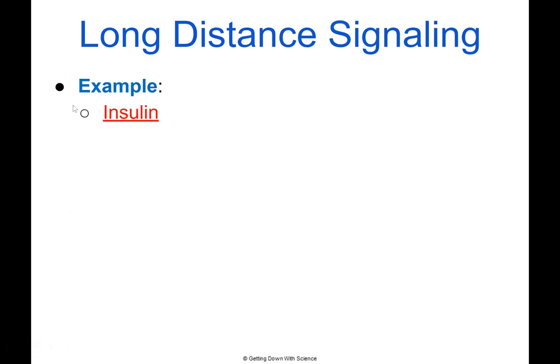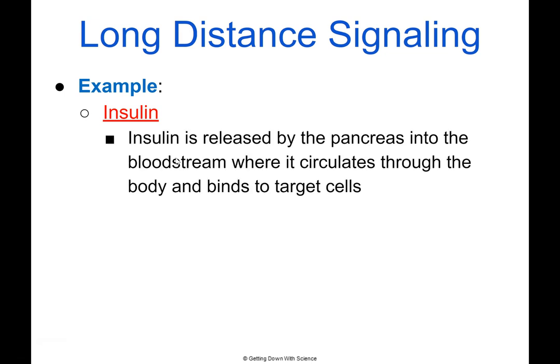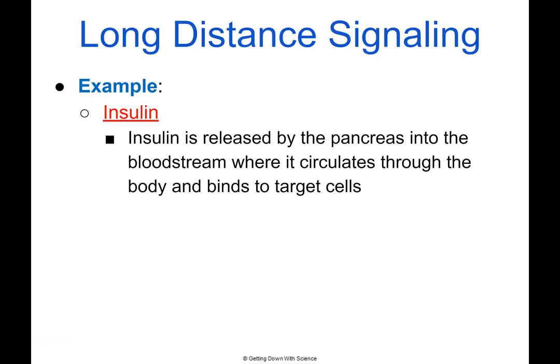So a good example for long distance signaling would be insulin. It's released by the pancreas. It's one of the two key functions; the other function of the pancreas has to do with digestion. But in terms of its endocrine function, insulin is released by the pancreas into the bloodstream, and it will circulate and bind to target cells and get them to take in sugar that's in the bloodstream.